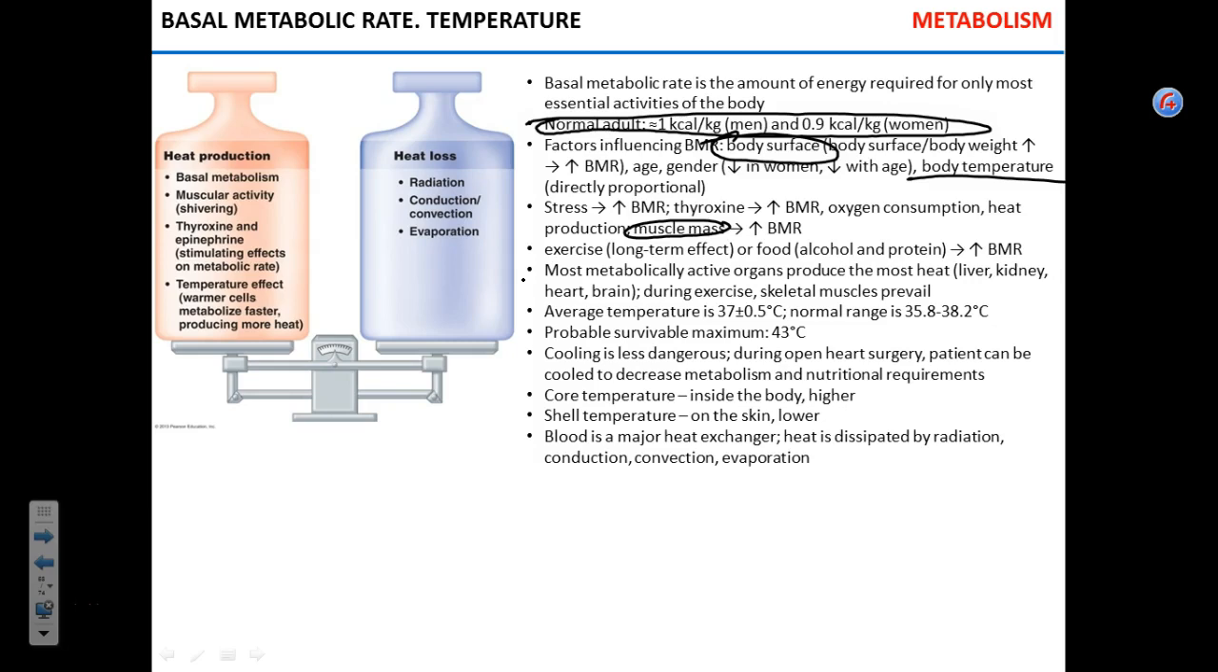Because there are two temperatures, core and shell. Shell temperature can be very low. It can be 22 degrees Celsius, and you can be up and running. I mean, probably not for a long time, but you're going to be up and running. Core temperature is what we care about. So, what is the problem? What is the danger of very much elevated temperature?